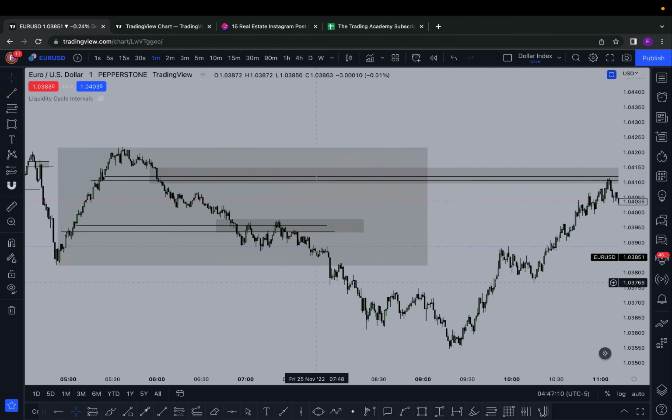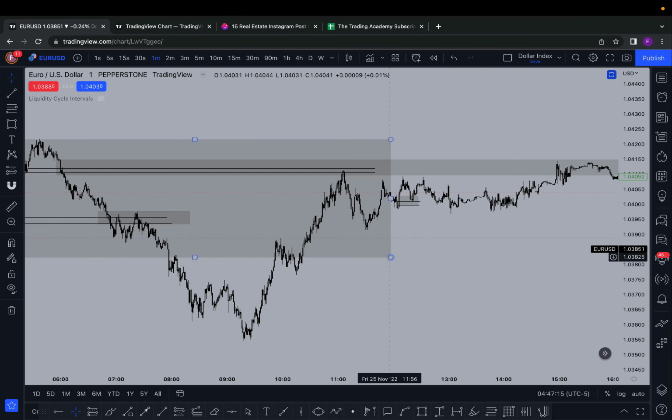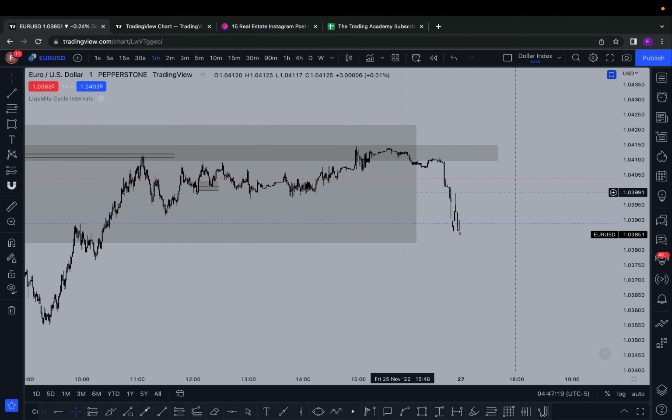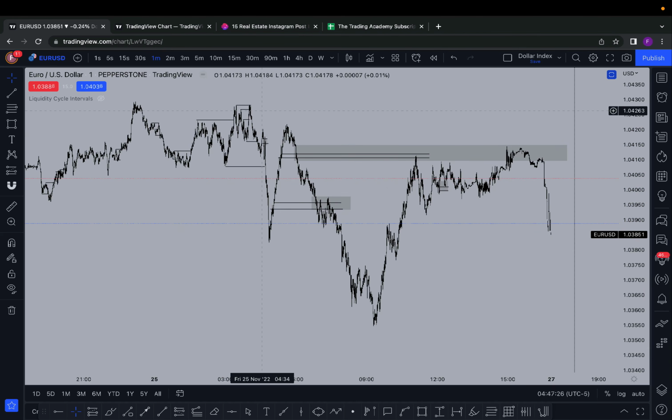Did we get a sell off? Let's see. It goes deeper into that balanced price range, and it started selling off here. Okay, so you see, that's how it works. When you identify these points properly from a multi-time frame standpoint, you can definitely see how things work.